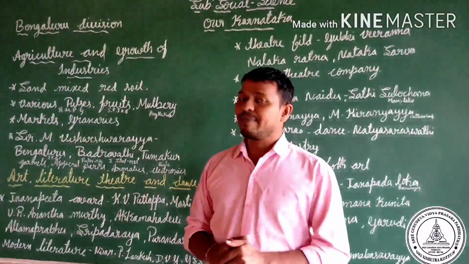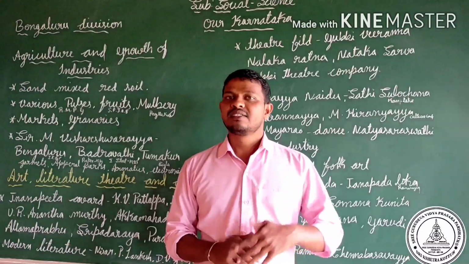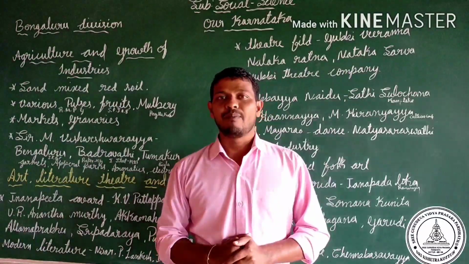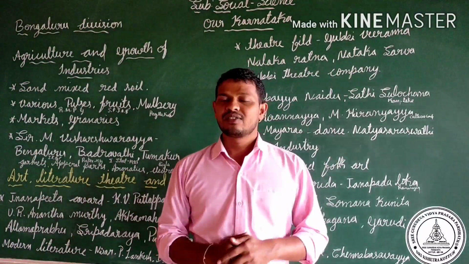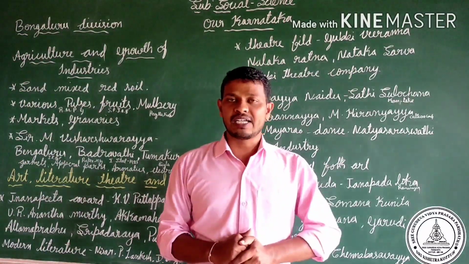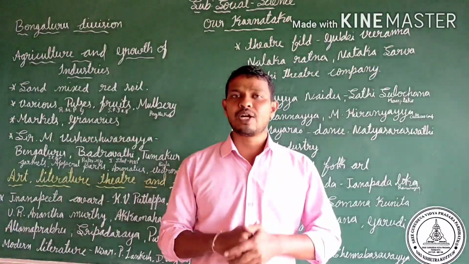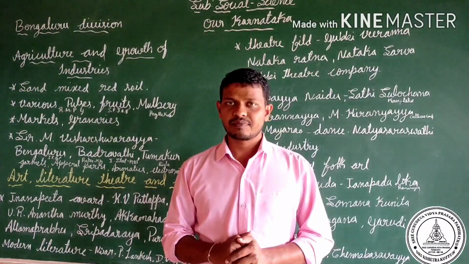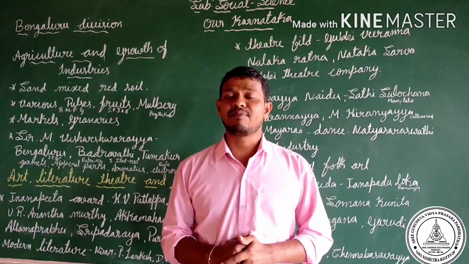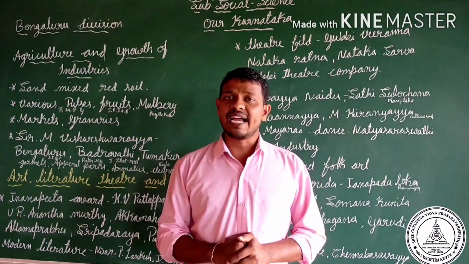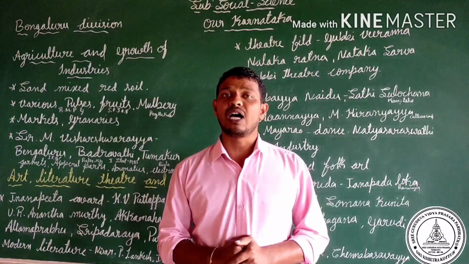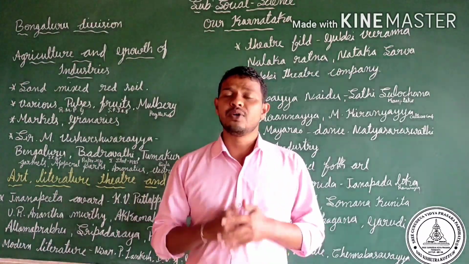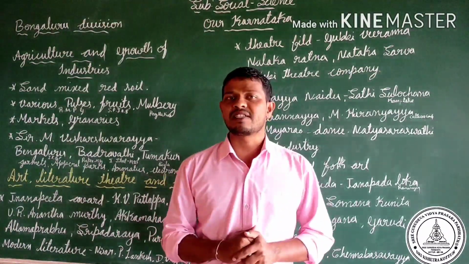See, agriculture is the major occupation of India. Like that, the Bengaluru division also has many agricultural fields and depends on agriculture. All over the Bengaluru division it has sand mixed red soil, and in some places black soil. This sand mixed red soil helps us to do agriculture. In this place we find many pulses.